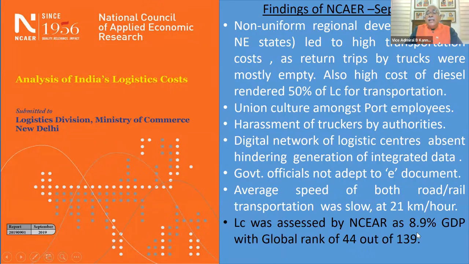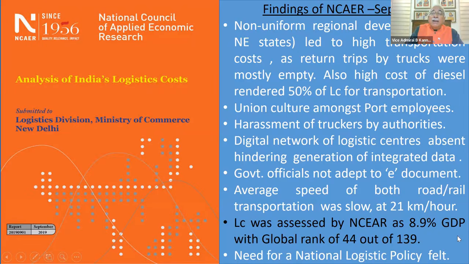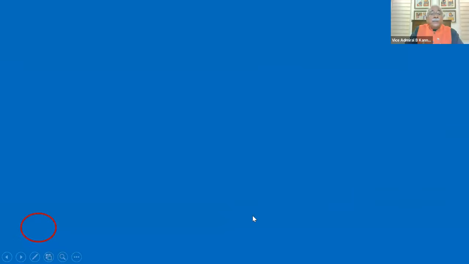So NCER said our logistic cost is not as high as 13%. We are at 8.9%. They did a lot of study. And they said our global rank came out to be 44 out of 139 countries. That was in 2019. But they also said there's a need for a logistic policy to be evolved so that many things are done in a coordinated manner.